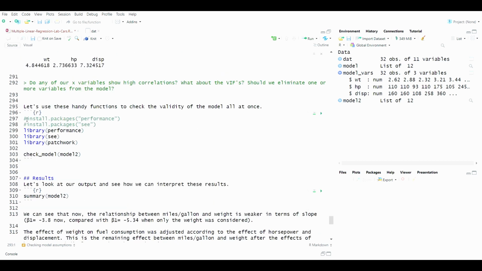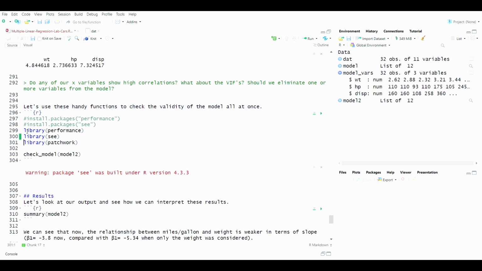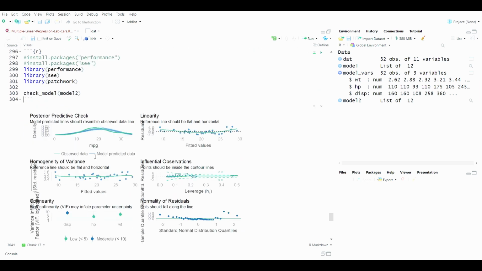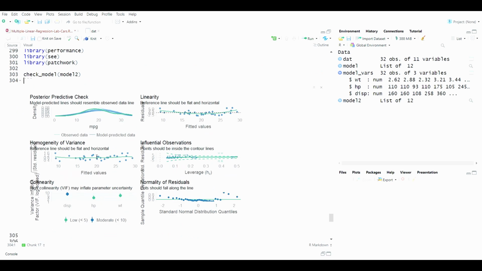Pause the video, do that, and then we'll scroll down to this handy function that is used to check the validity of all the models at once. Or you can just watch this while you're typing the answers, because it's basically just showing you that if you install these packages and run this function called check model, you get a handy bunch of plots that check everything for you at once and give you nice little cliff notes on what they all mean.